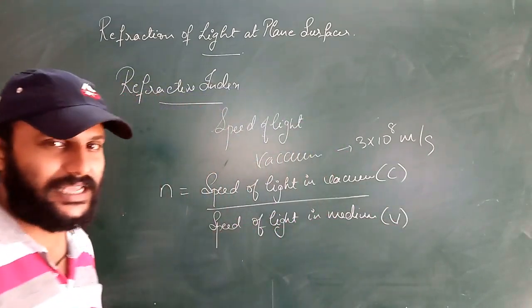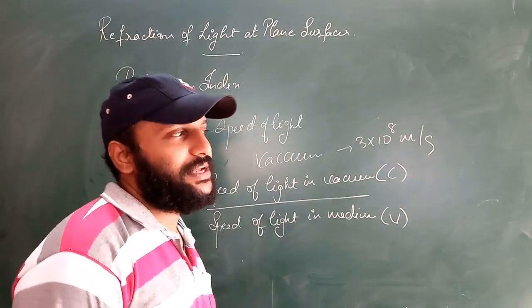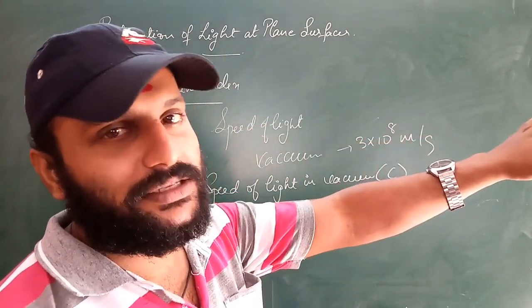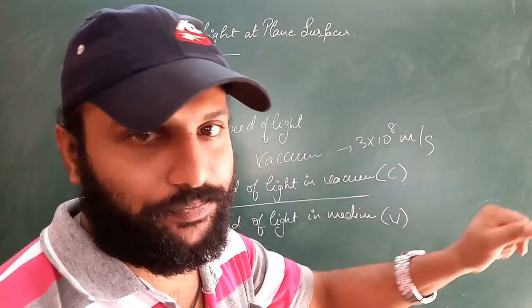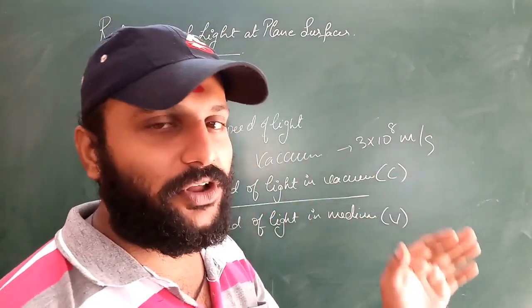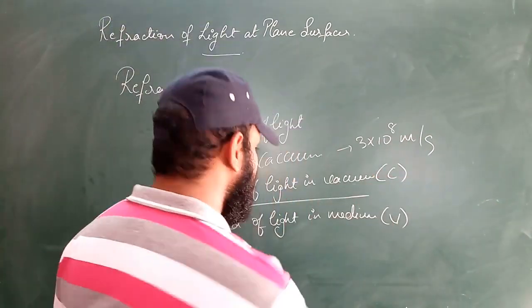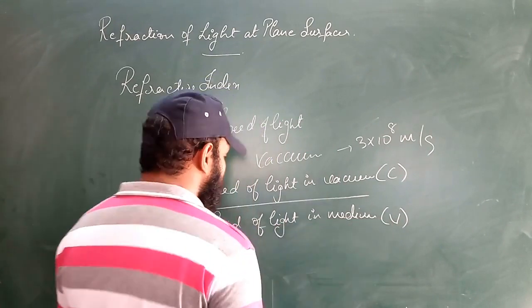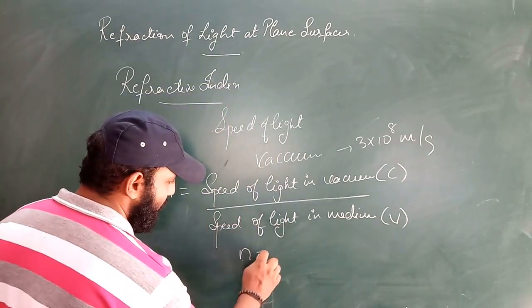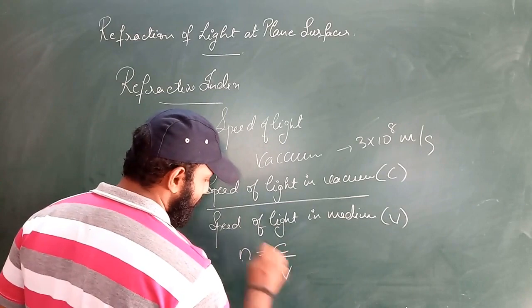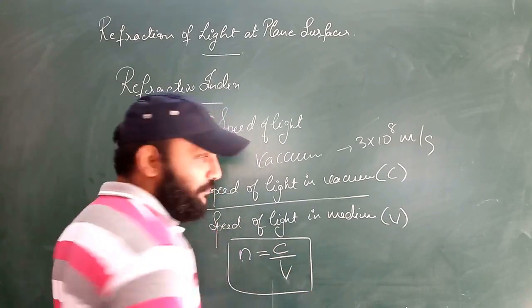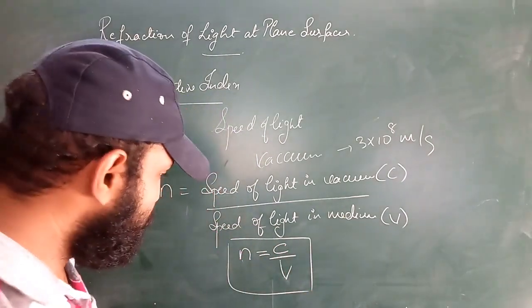Speed or velocity is the same, because as we already know, light always passes through a straight path in a medium, and light always follows Fermat's principle. So here the speed of light is denoted with c. So what we can write? Refractive index n is equal to c by v. Refractive index n is equal to c by v.